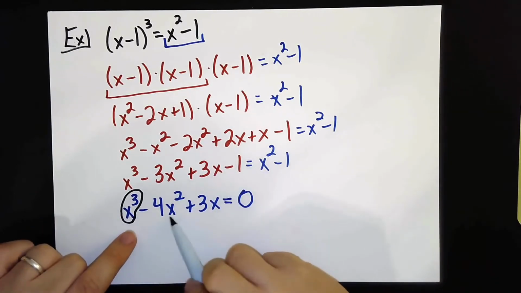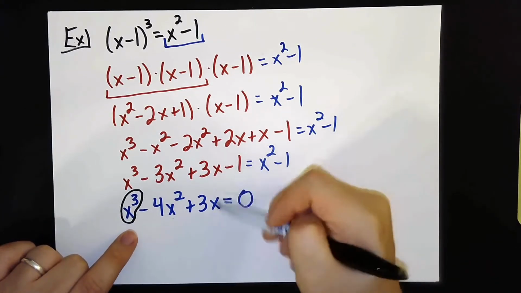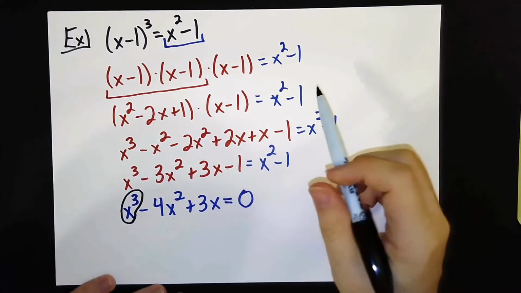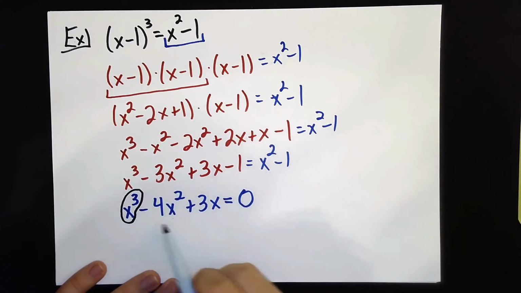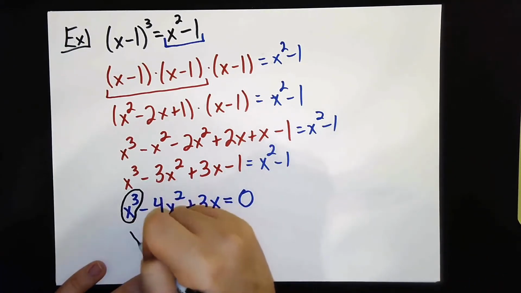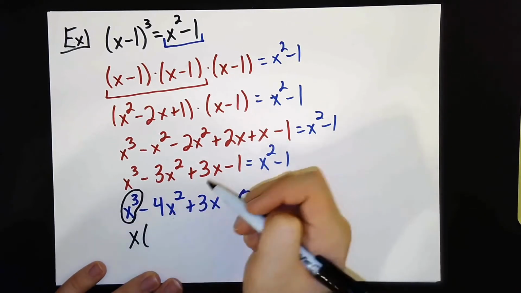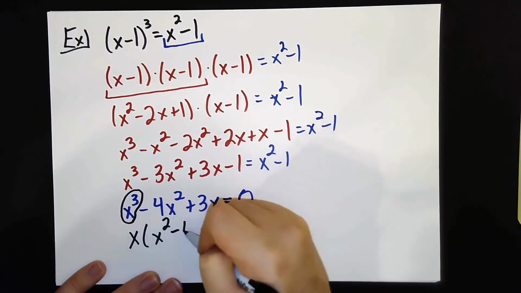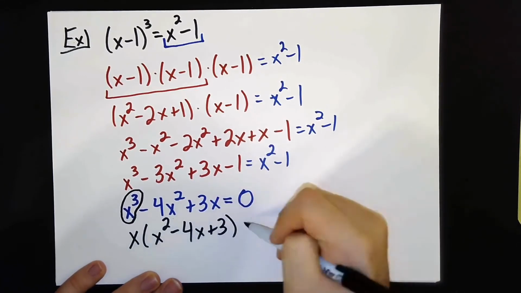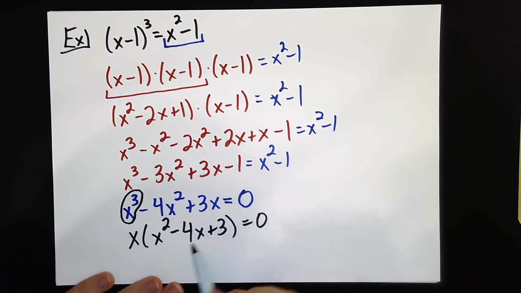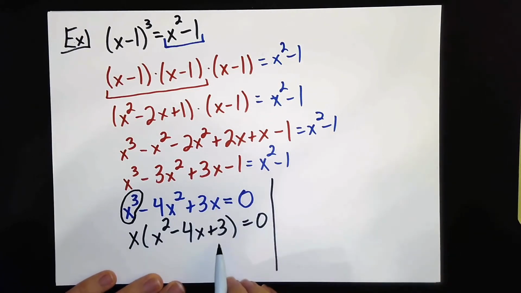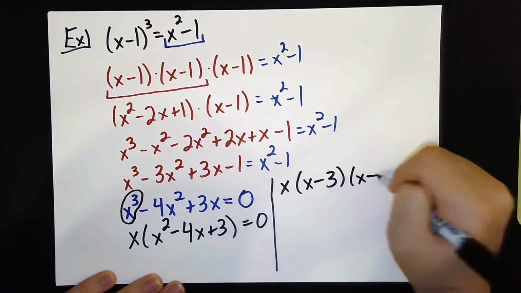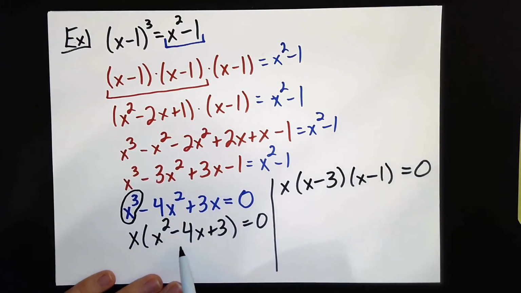But I want to note here, actually, there is no constant term. And so, like most cubics we're going to encounter in this course, I can actually factor an x out of every term here. So namely, I can rewrite this as x times x squared minus 4x plus 3 equals 0. And this now is a quadratic, so I can factor it like before. That is, I factor x squared minus 4x plus 3 as x minus 3 times x minus 1.